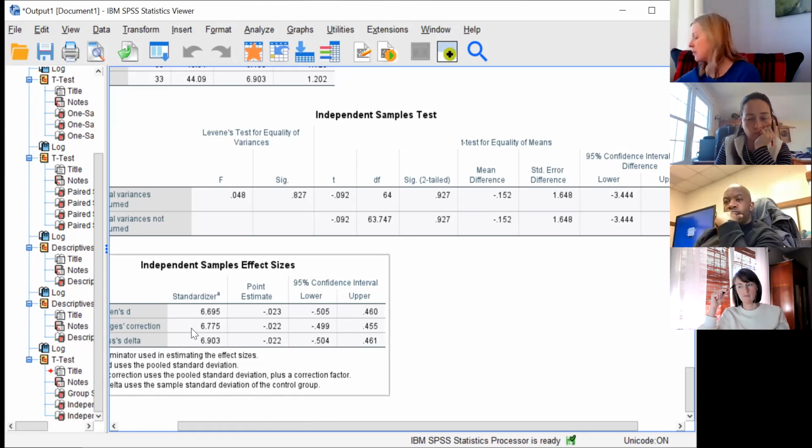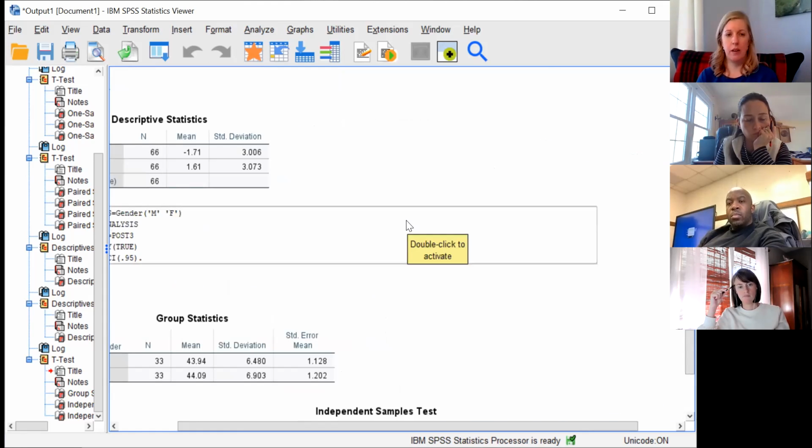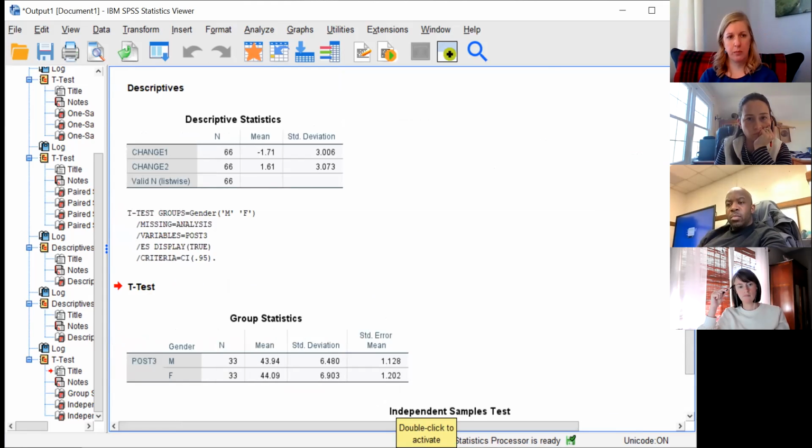And we're not worried about any effect size or anything like that, because we don't have a significant outcome. Sometimes that's just the answer. It's not significant, so forget about it. Move on.